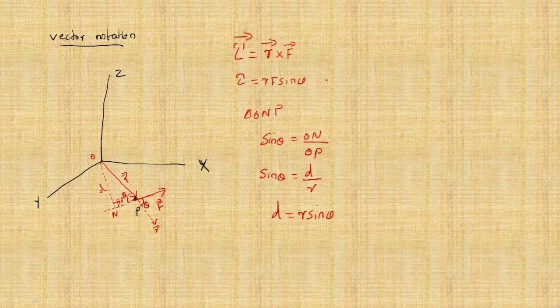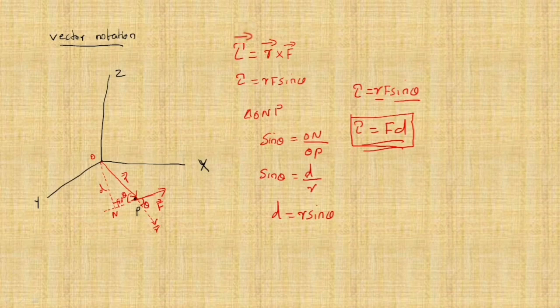If you substitute this value of D here, we can write tau is equal to RF sine theta. Here R sine theta is equal to D, the perpendicular distance, right? So we can write tau is equal to F into D. This is a magnitude. So torque can also be written as force into perpendicular distance, or in vector notation tau is equal to RF sine theta.